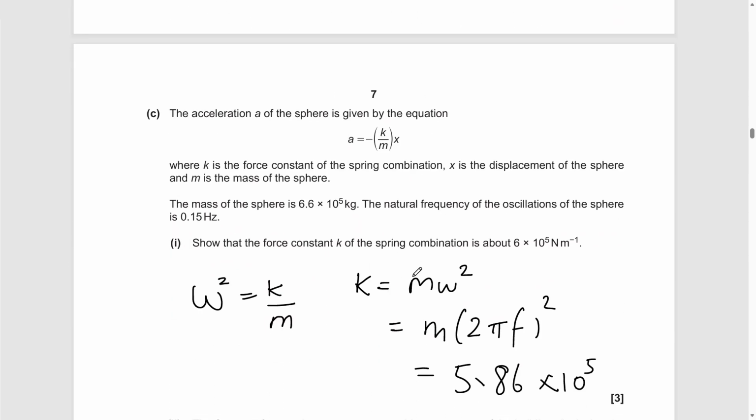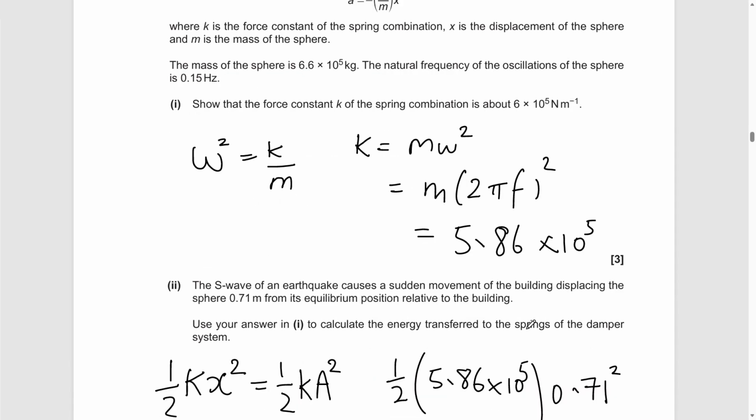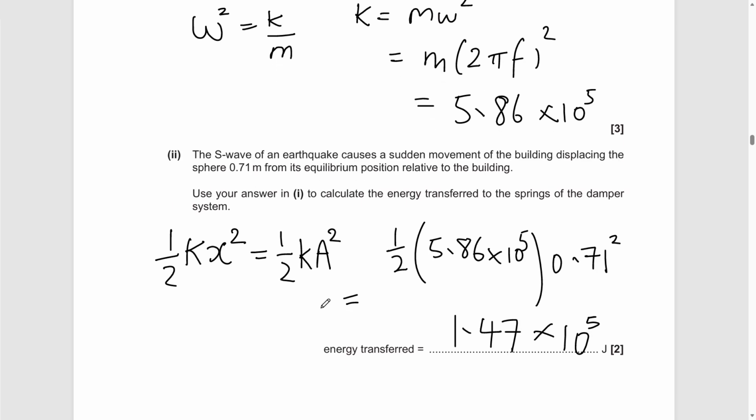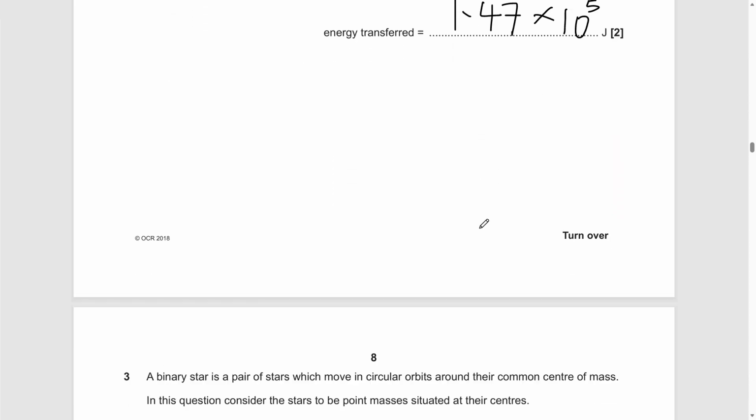For this question, you know that A is equal to minus omega squared x, and then you just equate the two together. So omega squared equals k over m. K is m omega squared, and again, just going back to omega equals 2 pi f, you get 5.86 times 10 to the 5. For this question, because it's asking you for the energy transfer to the spring, that is half kx squared. In this case, x is the amplitude. So you just put all the numbers in because you worked out the amplitude in the previous question. 1.47 times 10 to the 5 joules.